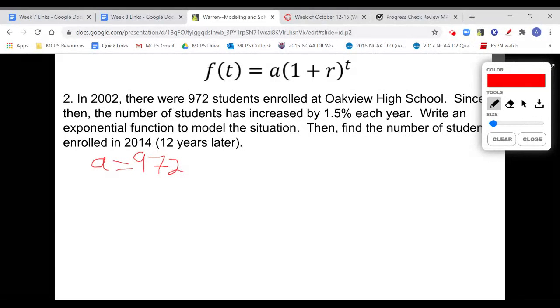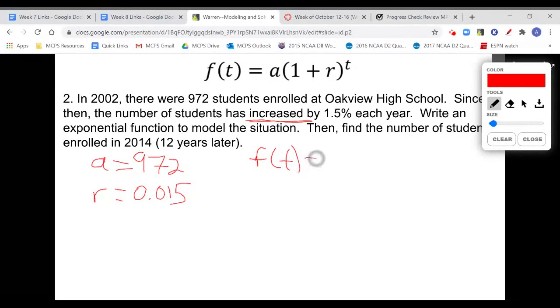Since then, the number of students has increased. So this is an exponential growth by 1.5% each year. And if I were to divide 1.5 by 100, that would give me 0.015, which becomes my rate. Then it asked me to write an exponential function to model the situation, then find the number of students enrolled in 2014. Okay, so before I even deal with time, I'm just going to write out the model because I know in order to write the function that models the situation, I don't even need to know t yet.